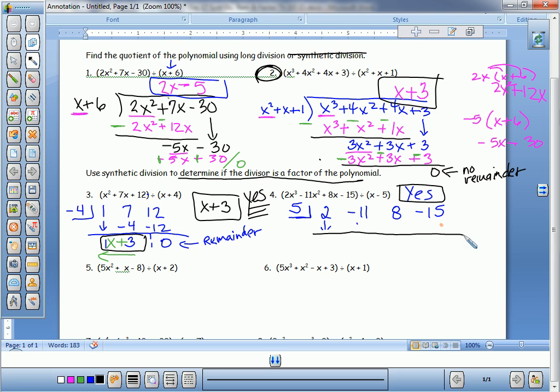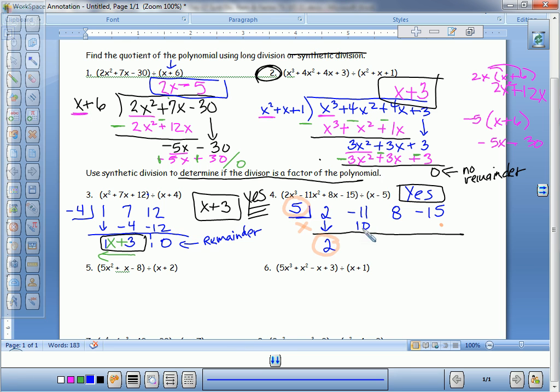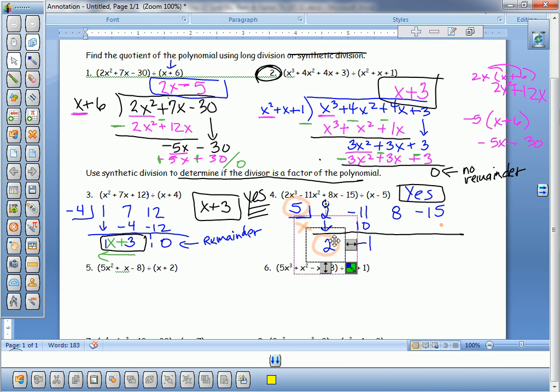So every time, this is just our rule, we bring down that first one. And this first one helps us get this one. So you take the number that's on the table, 5, and it gets multiplied times this. So 5 times 2 is 10. And that's where this number comes from. Doing 5 times 2. Okay? Negative 11 plus 10 is negative 1. So now we add them. And then you do it again.